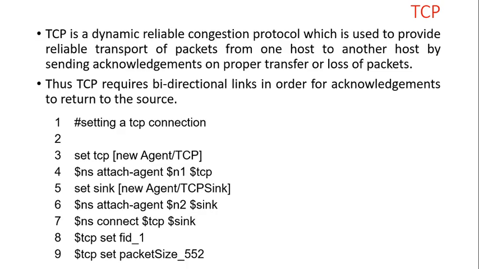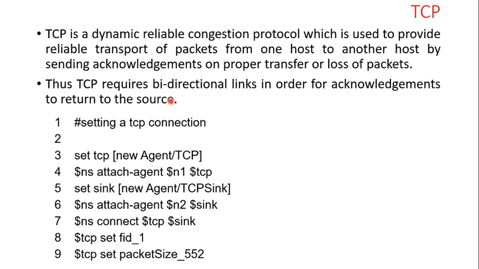Now let us see TCP. As usual, TCP requires a bidirectional link. Why do we need the bidirectional link? Because there is a necessity of acknowledgements being sent back from the receiver, the destination, back to the source. From source to destination, packets will be flowing. From destination back to the source, acknowledgements will be flowing. So there is a necessity of bidirectional links here in the case of TCP.